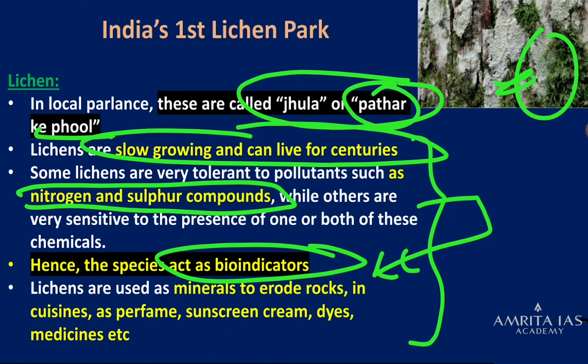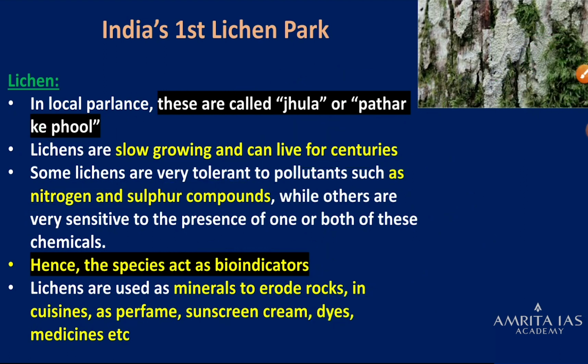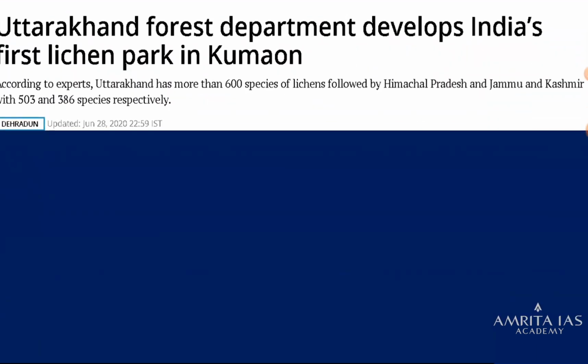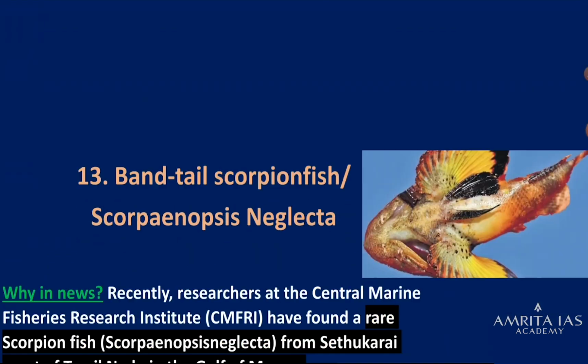Okay, so they are also known to erode rocks, and are used in cuisines, in perfume, sunscreen cream. In Kannauj also they are being used to improve the aroma in the scents and all. Okay, so remember in Uttarakhand we are coming up with the first lichen park in the Kumaon region.